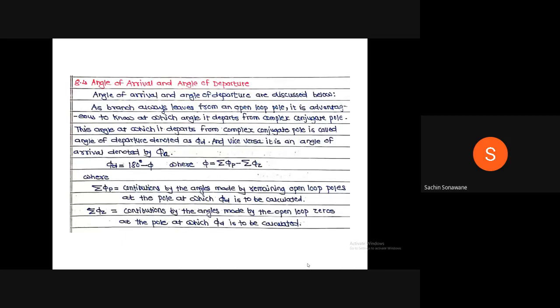Therefore, phi d is equal to 180 degrees minus phi, where phi is equal to summation of phi p minus summation of phi z, where summation of phi p is the contributions by the angles made by the remaining open loop poles at the pole at which phi d is to be calculated. Summation of phi z is the contributions by the angles made by the open loop zeros at the pole at which phi d is to be calculated.